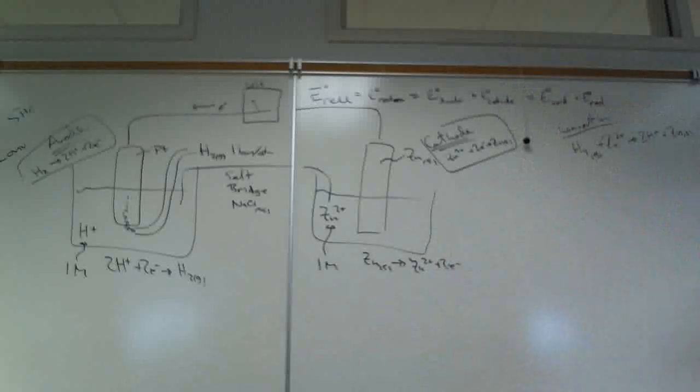So E naught of the cell is equal to a negative number. Can you tell me what the reduction potential of Zn2 plus is? Well, the first thing is we need the oxidation potential for what's being oxidized. Hydrogen, right? What's the oxidation potential for hydrogen? And then we need the reduction potential for Zn2 plus.